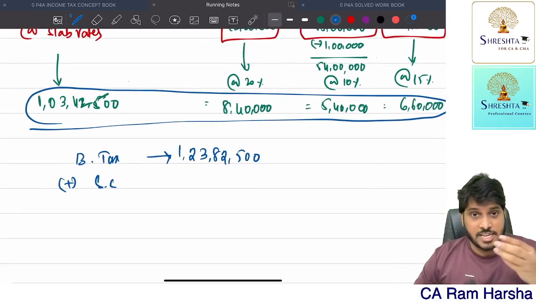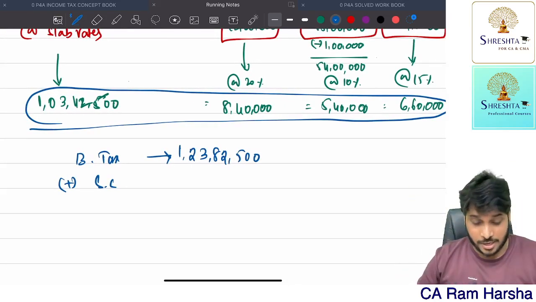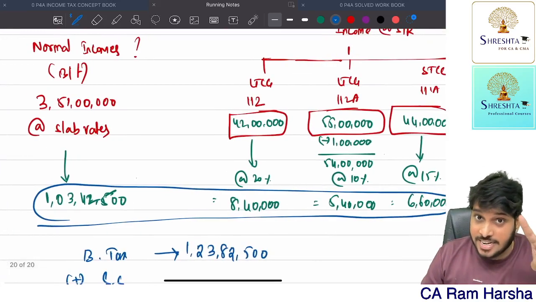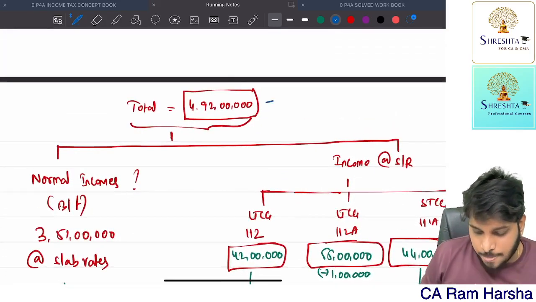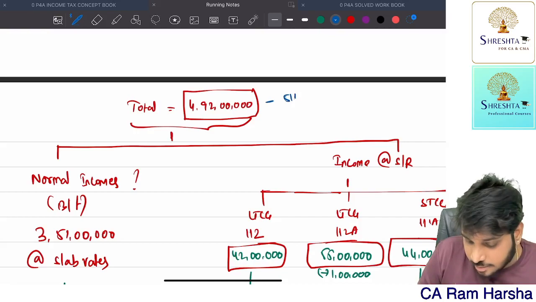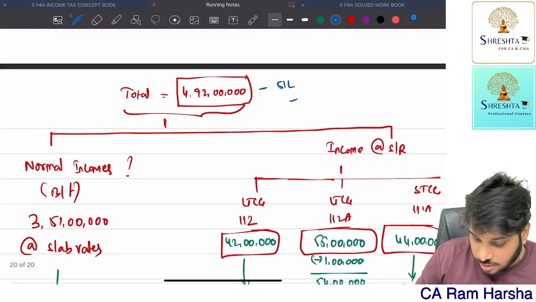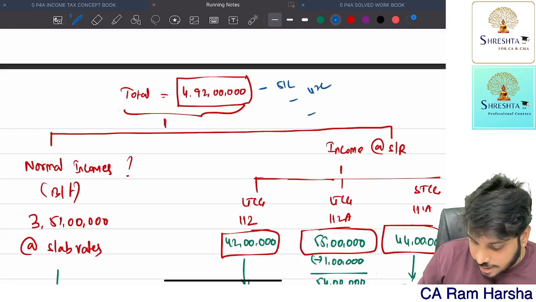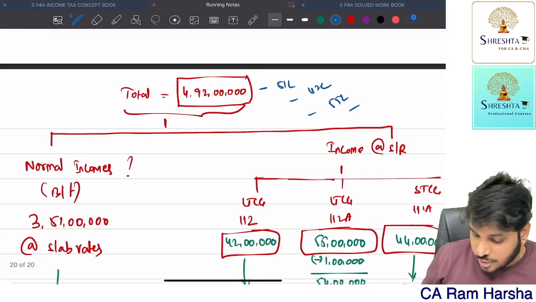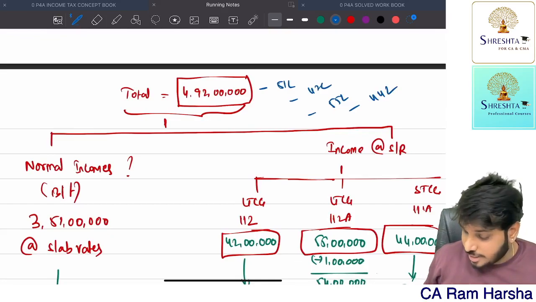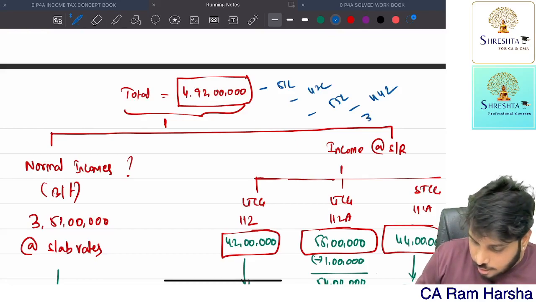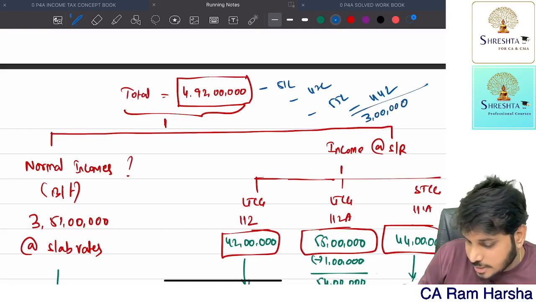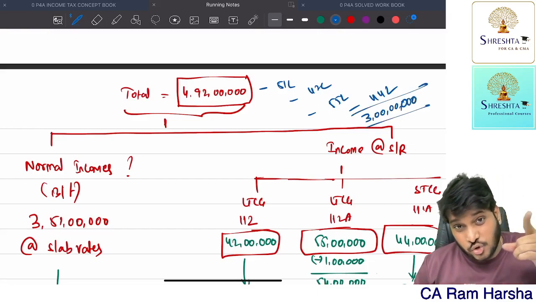If total income of the SSE is 2 crore crossed but not exceeding 5 crore. Now which incomes? Excluding dividend. Remember, excluding dividend. So how much is the total income? 4 crore 92 lakh. Excluding what and all? Dividend income 51 lakhs, 112A long term capital gain 42 lakhs, long term capital gain 111A 55 lakhs, and 112A 44 lakh. If I eliminate all of them, 492 minus 51 lakh minus 42 minus 55 minus 44, it is 3 crore. What is the total income excluding these incomes?